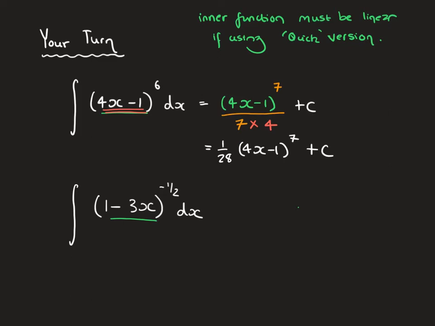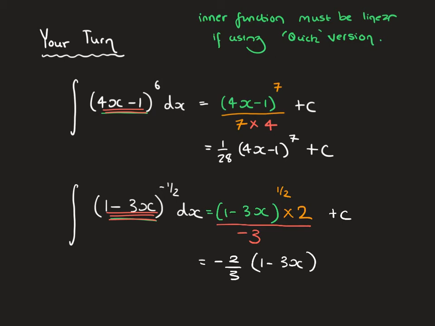Next question. Again, a linear function, 1 - 3x is being raised to the power of -1/2. Let's increase the power by 1 to 1/2. Now, dividing by 1/2 is the same as multiplying by 2, so I'll just put that in as a multiply by 2. But I do need to divide by the derivative of this inner function, which means dividing by -3. And then of course, plus c. So the final answer, -2/3 (1 - 3x)^(1/2), plus a constant.